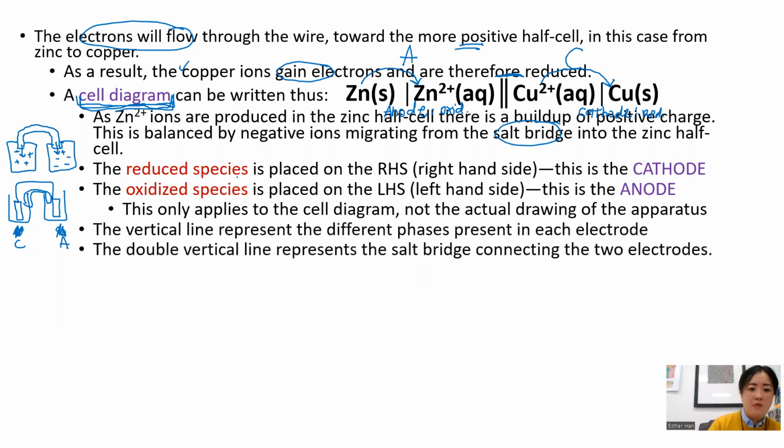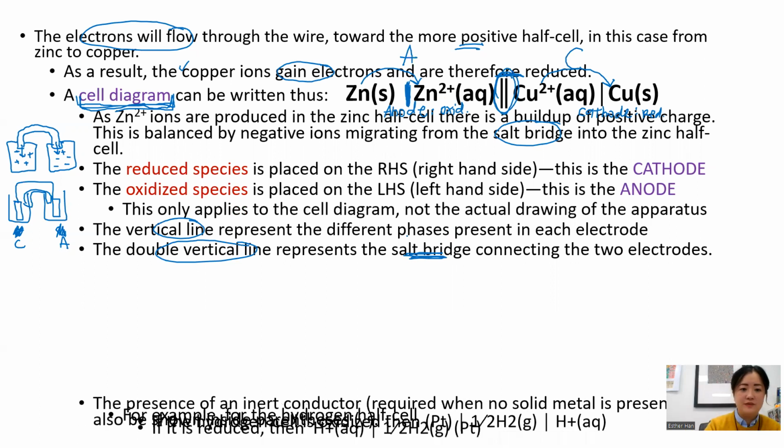Okay, so this single vertical line that we have right here, in between zinc turning into zinc 2+, is just telling you that we have a phase change occurring from solid to aqueous. The double vertical line we have in our cell diagram represents a salt bridge, or it's just a division between the two half cells that we have.